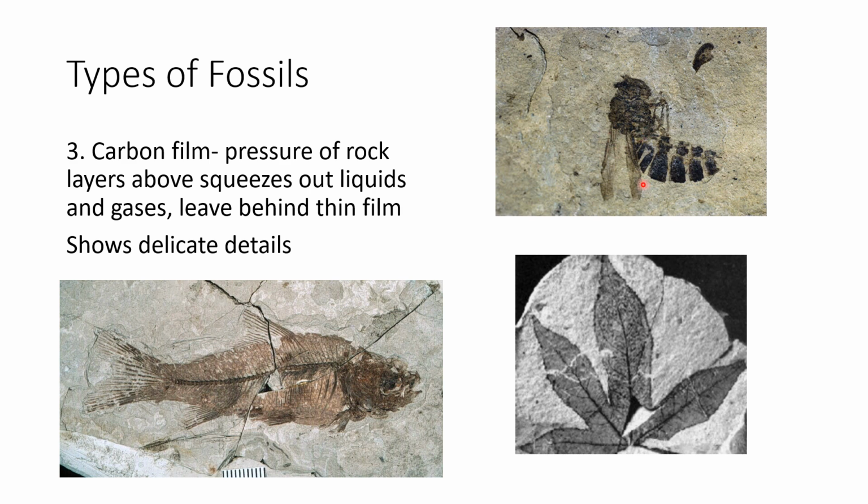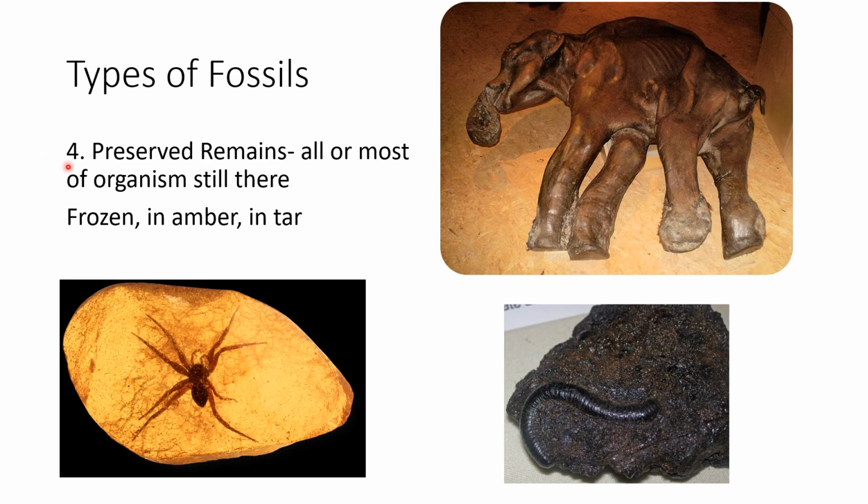You can see its delicate wings. And then the most common type of carbon film fossil is plants. Plants get preserved as carbon film fossils, and then you can see their tiny little delicate veins in the leaves. Next is preserved remains. This is when almost the whole entire organism is still there.